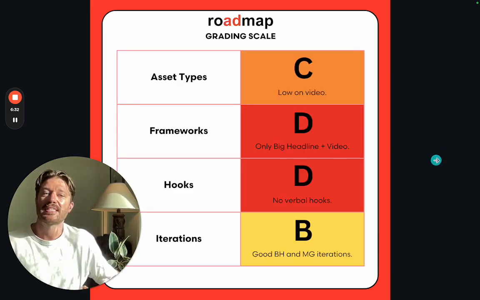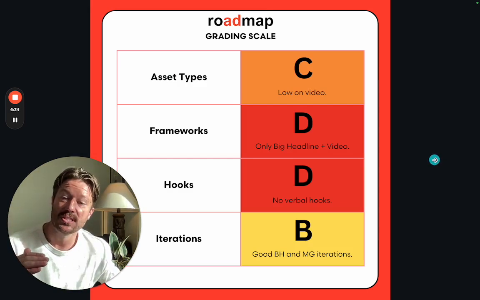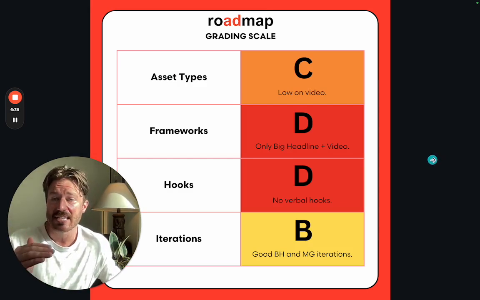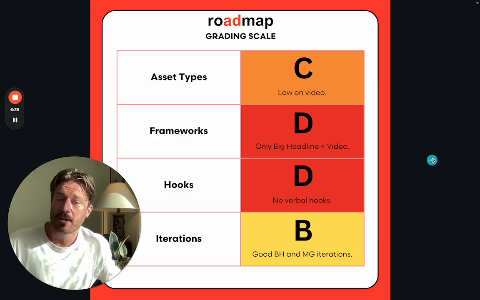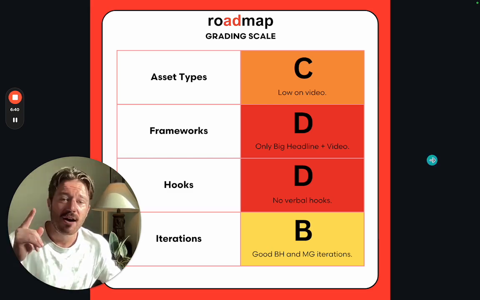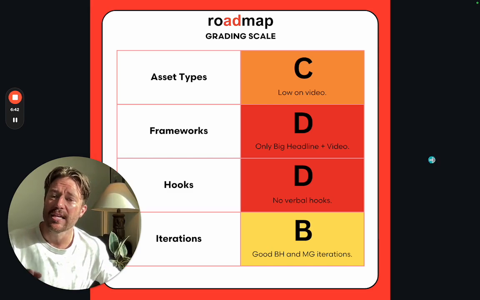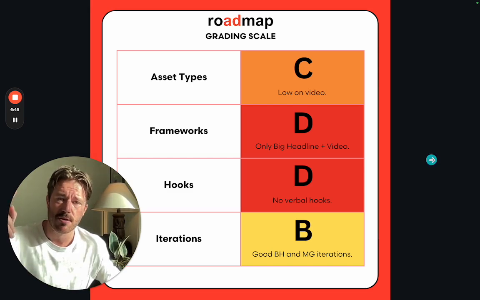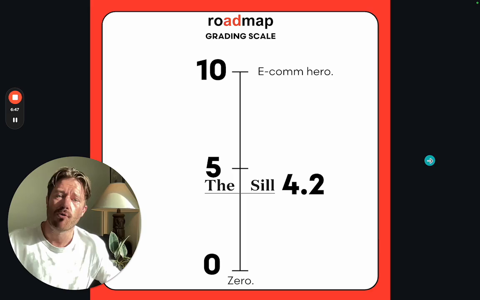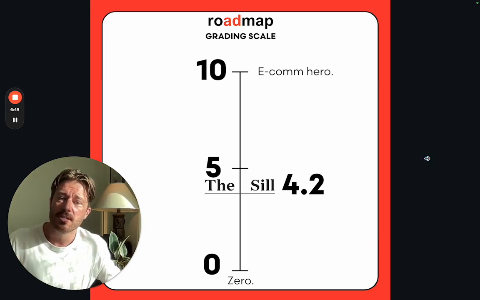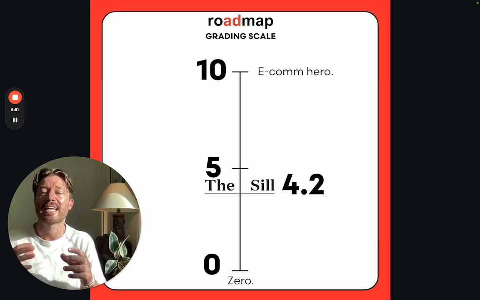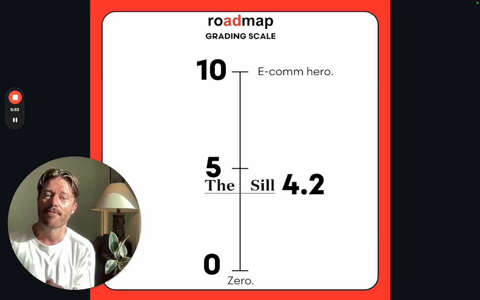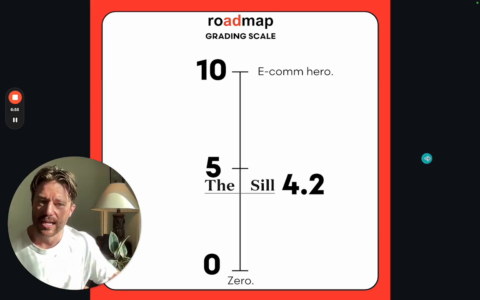But all of that said, again, as it stands today, we've got a C, a D, a D, and a B. So where does that put the Sill on the most official grading scale in ecom? 0 to ecom hero. The Sill ranks at a 4.2. 4.2 Sill, but tons of room for opportunity. Again, often all it takes is simple graphic design. Hopefully we showcased that to you today.